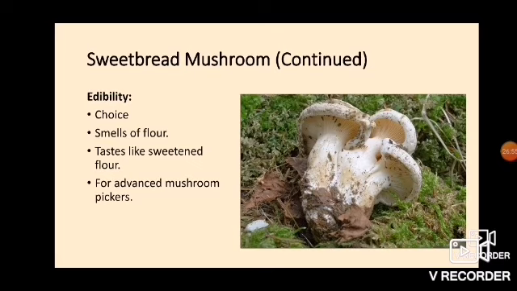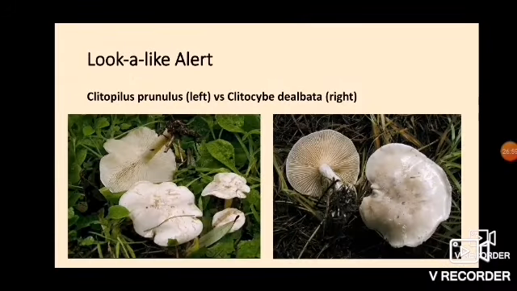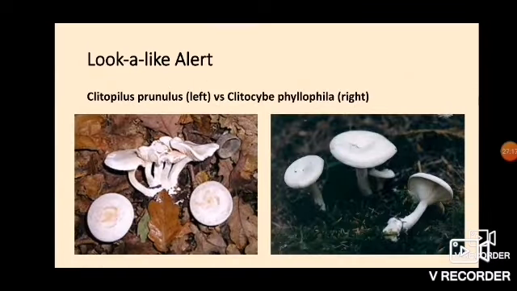And then these are for advanced mushroom pickers. Here's why. Clitocybe dealbata is on the right-hand side. Our sweetbread mushroom is on the left. So that's the sweating mushroom on the right. It contains a toxin called muscarine that can actually make you quite sick and is responsible for a number of deaths. Again, Clitocybe dealbata on the right, Clitopilus prunulus on the left.